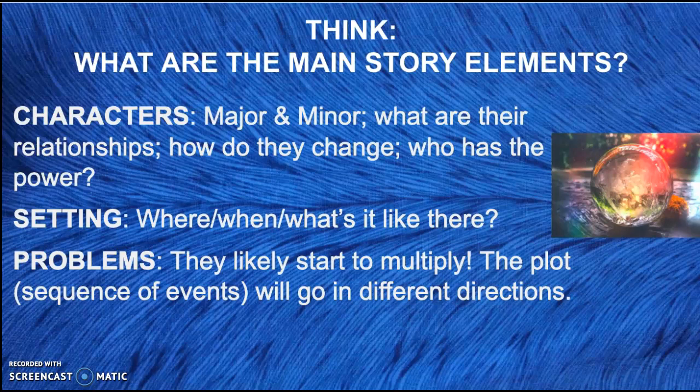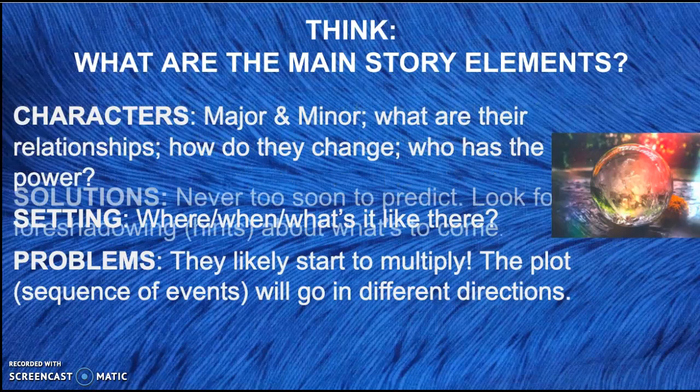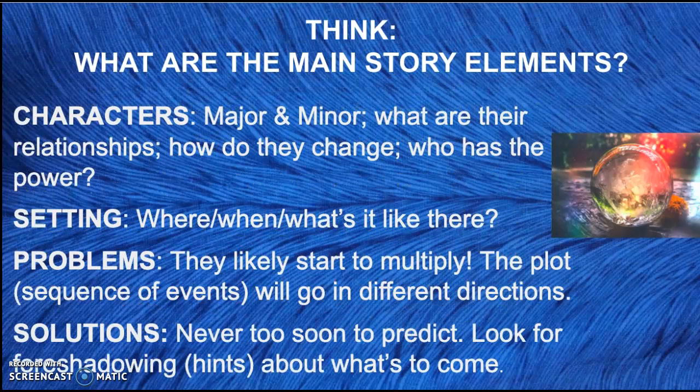So we've got our characters, our setting, our problems, and then of course we have our solutions. And again, with a longer story, we might not have a solution right away, but it's never too soon to start predicting about what we think the solutions might be. And we might want to look for foreshadowing. That's a fancy word for the hints, the little clues that the author might be leading you down to hint at what a solution might be. And sometimes it might be leading you down the wrong way, sort of a red herring, as they say in mysteries, where they're trying to trick you a little bit.